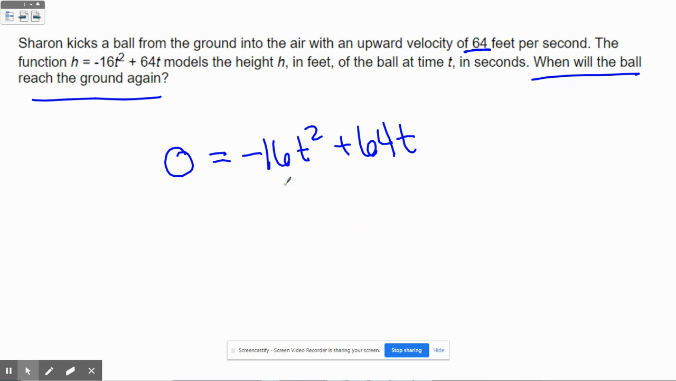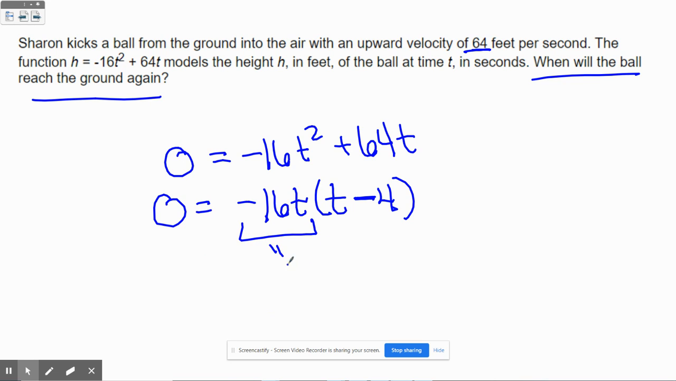You hope that it factors, and it will. This one has a GCF. So you can pull out what they have in common, which I'm going to go with a -16t. That leaves me with a t here. Since I'm pulling out a negative, that makes this a negative. 64 divided by 16 is 4, and these are the same thing. So that means if I solve it, this guy equals 0, or this guy equals 0.